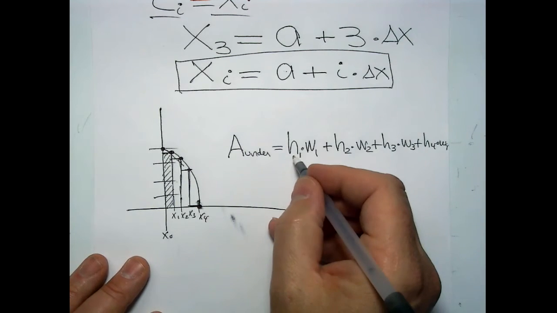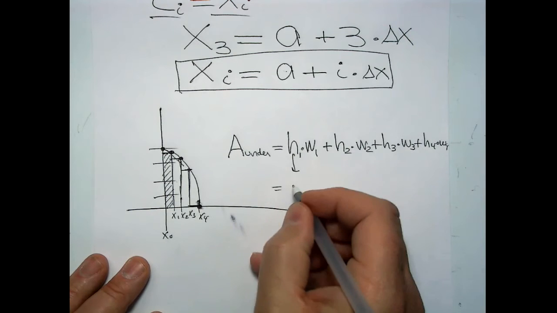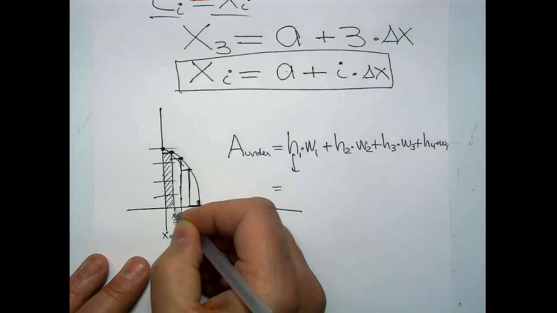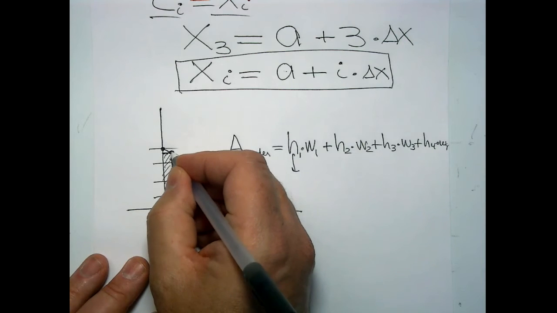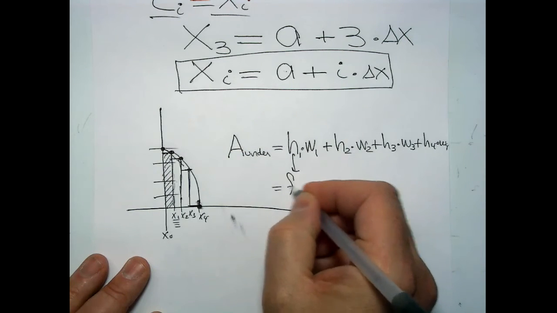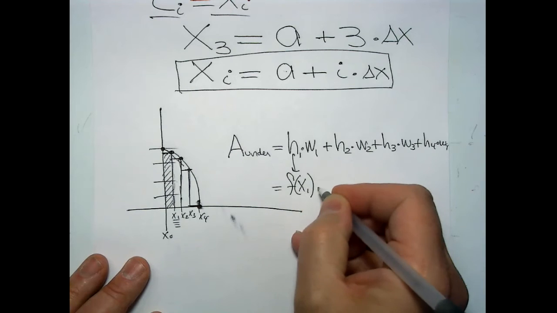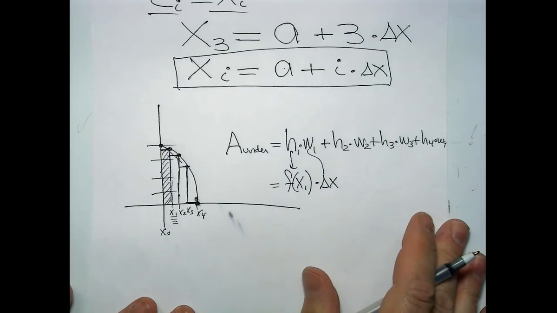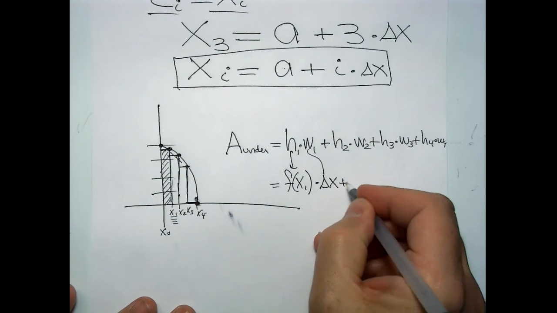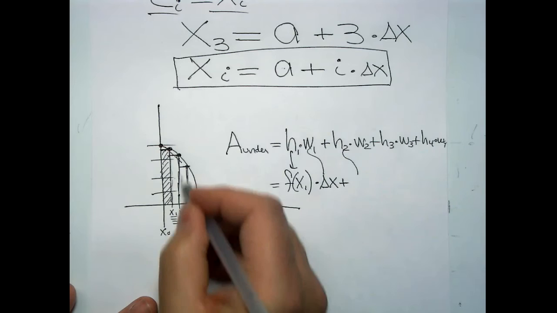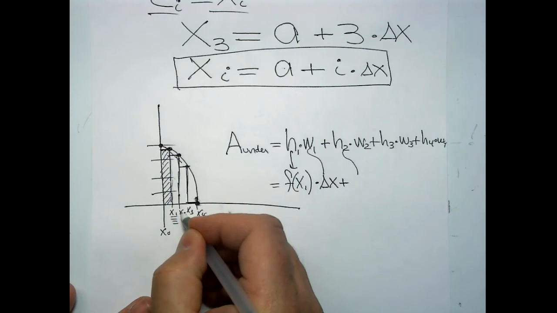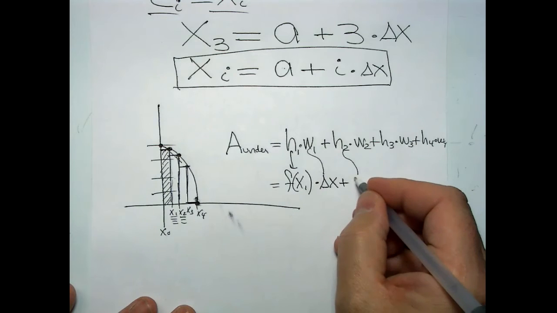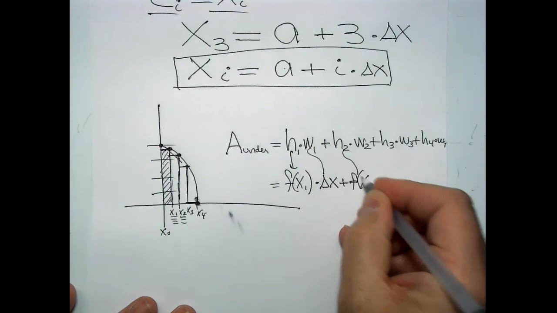Now, what was that height? Well, take a look at where I got it from. I went to x sub 1, and I reached up, and I got my y value. So how did I get my height? I did the f of x1. What was the width? Just delta x. Plus, how did I get height 2? Well, height 2 is right here, and how did I get it? I went to x sub 2, and I reached up, and I got myself a y value. Functions do that for us. That's what gets us our y value.